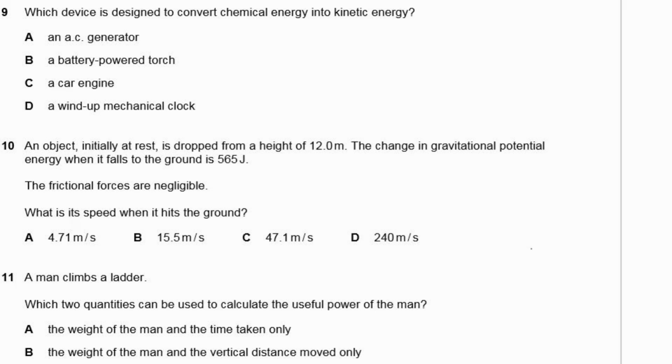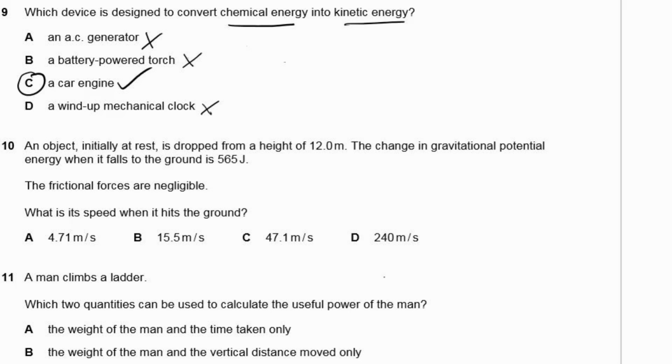9. Which device is designed to convert chemical energy into kinetic energy? Okay, so stuff that's stored into stuff that is moving. An AC generator? No, that creates electrical. Battery powered torch? Nothing moves at the end. A car engine? Yes, that takes petrol and converts it into movement. And a wind up mechanical clock? No, that takes the stored elastic potential energy there.